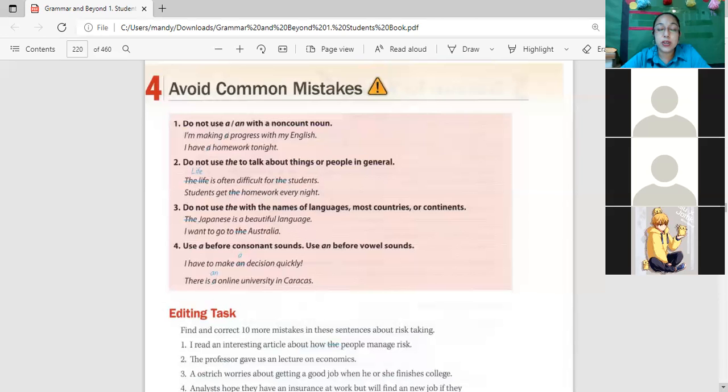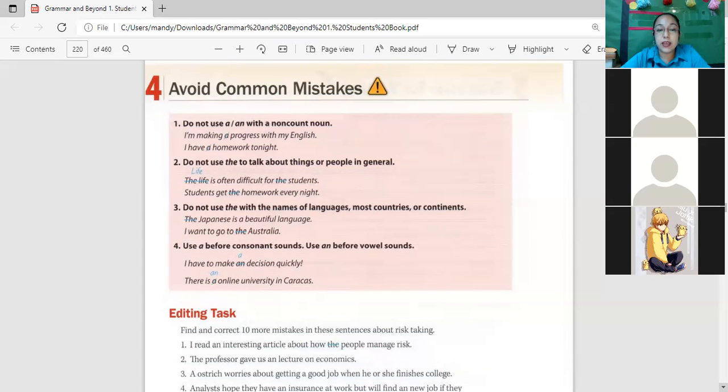The Japanese is a beautiful language. You only say, okay, Japanese. I want to go to Australia. Okay, I want to go to the Australia. Mm-mm. Okay, this one is a mistake. Use a before consonant sounds, use an before vowel sounds. Okay, I have to make a decision quickly, okay? In that case, decision begins with a consonant, okay? That means you can use a.